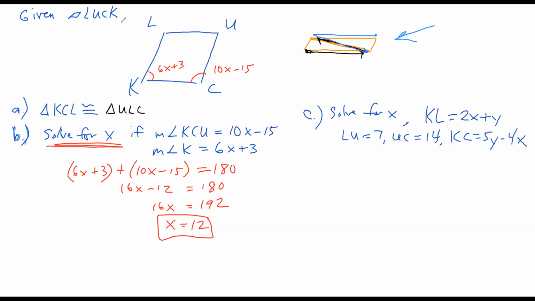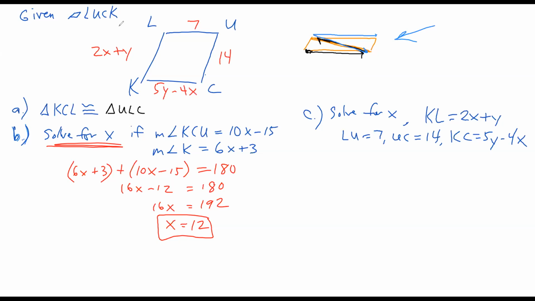So this is what we're given. So come back up to our drawing up here. I'll take away the information we had from the last one. And let's put in these side lengths. So KL is 2x plus y. LU is equal to 7. UC is equal to 14. And KC is 5y minus 4x.